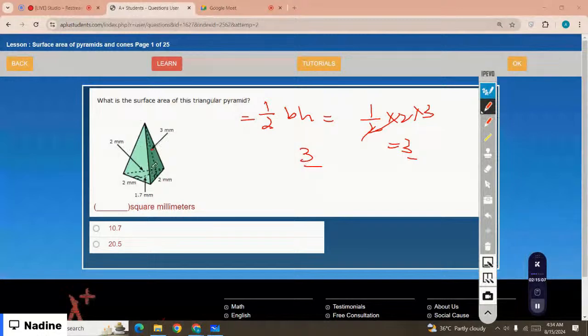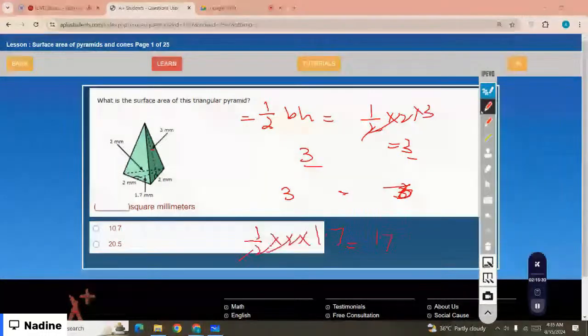Okay, now this one also has the same dimensions. So you have 3 and 3, you have only one, like three sides. Now calculate the area of the base. The base is 2 and 1.7. So half times 2 times 1.7. So that is 1.7.